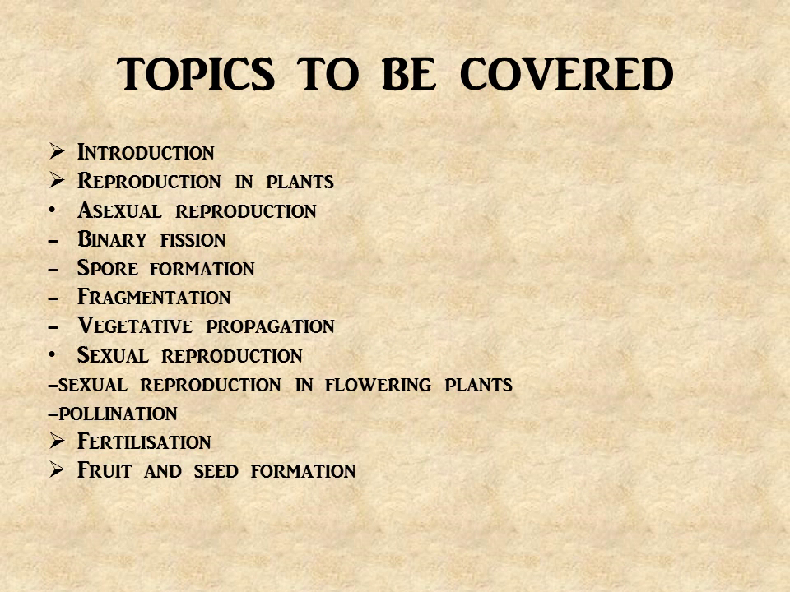So topics to be covered are introduction, reproduction in plants, which is asexual reproduction, binary fission, spore formation, fragmentation, vegetative propagation. In sexual reproduction, we are going to learn about sexual reproduction in flowering plants, pollination, the types of pollination such as self-pollination and cross-pollination, and then fertilization, and finally fruit and seed formation.